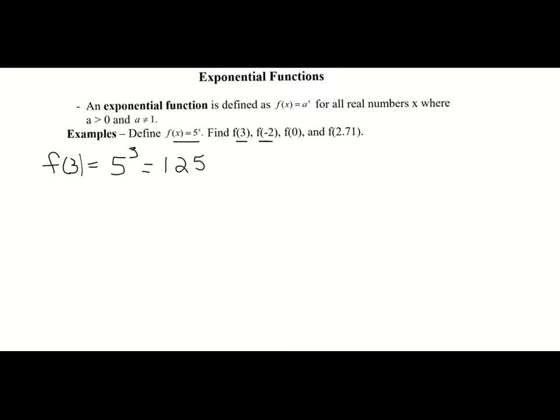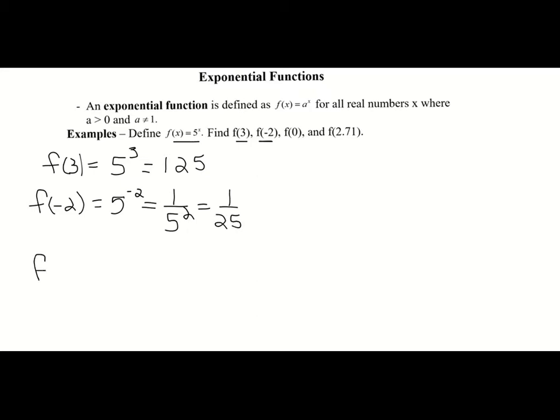Now they want f of negative 2. So that's going to be 5 to the negative second power. And here we do still have to deal with those negative exponents. We don't like them. So we're going to take the reciprocal and make it 1 over 5 to the second power. And that becomes 1 over 25.